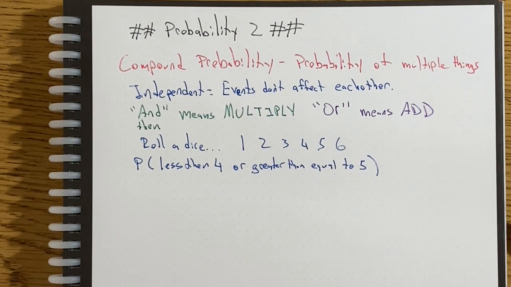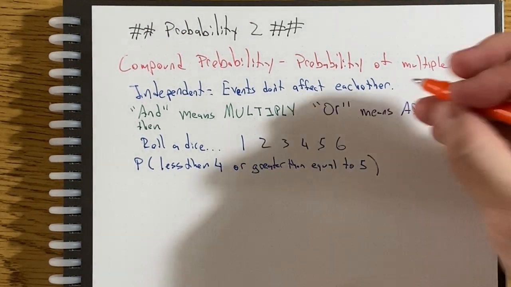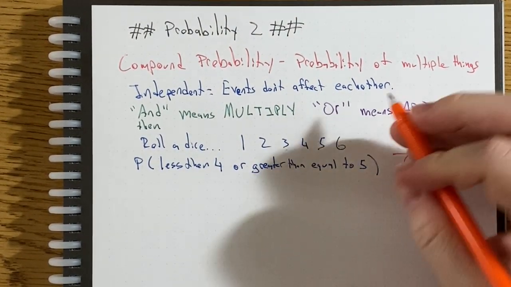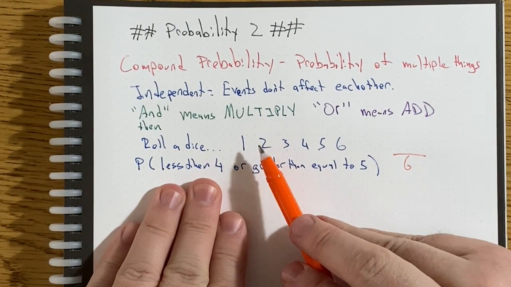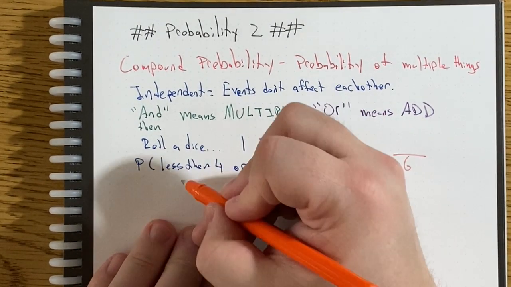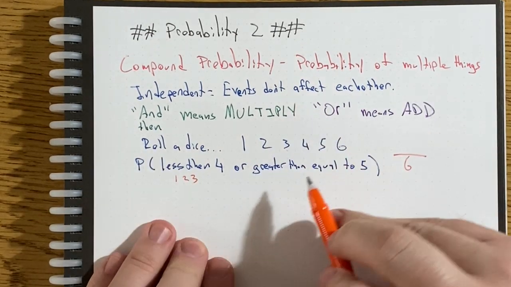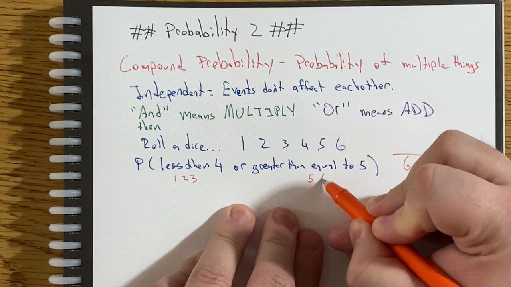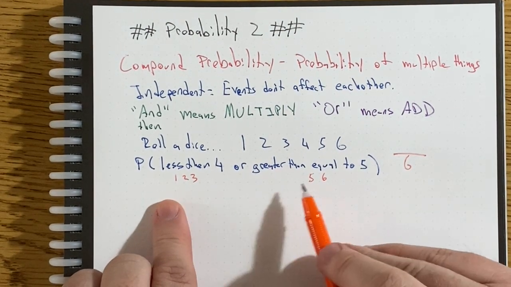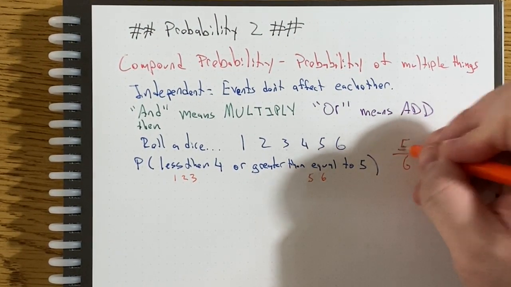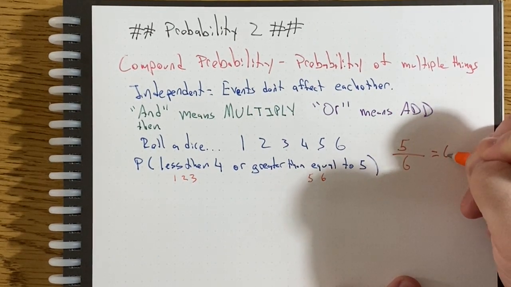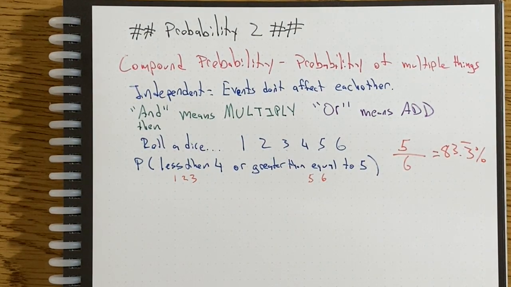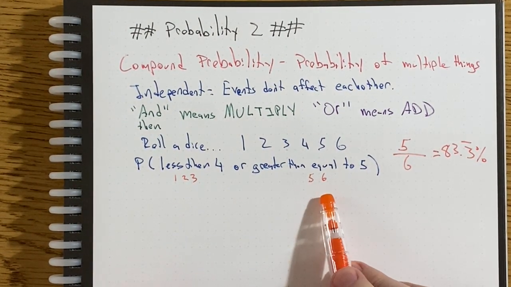So I'm sure some of you figured this out so far. The total number, 1, 2, 3, 4, 5, 6 is on the bottom. And you do less than 4. There's 1, 2, 3. And then greater than equal to 5. There's 1, 2. So the total different things you want is 1, 2, 3, 4, 5. The probability is 5/6, which if you really want to put that as a percent, it'd be 83.3%. So or just means you're totaling them up, right?